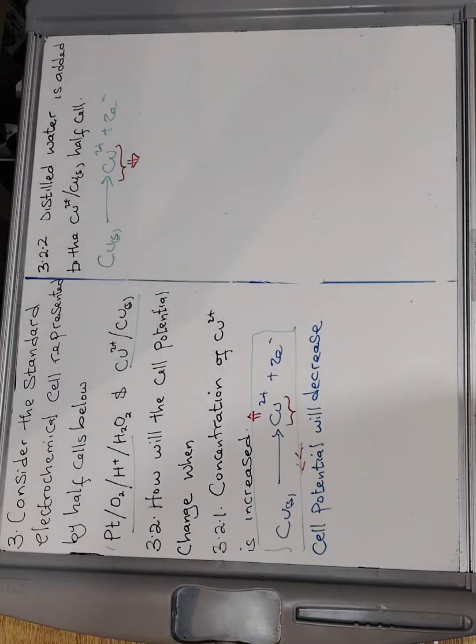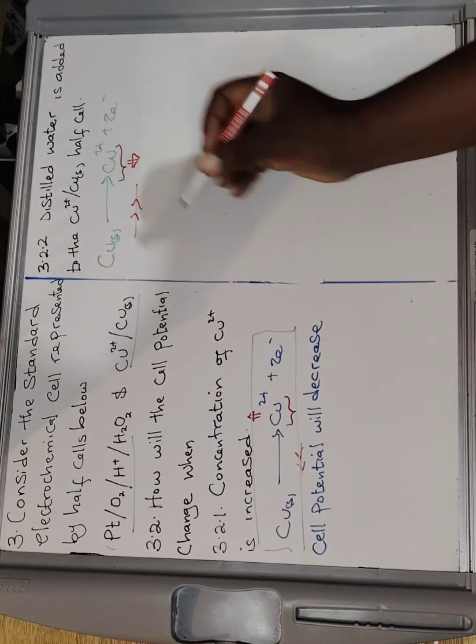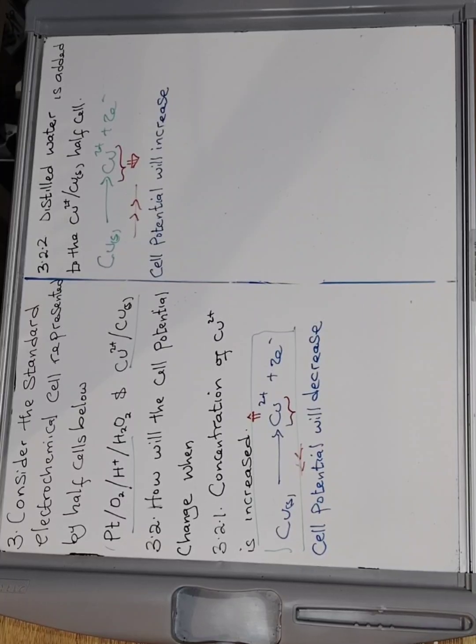So what do we notice here? Forward is favored, and any situation which favors forward direction increases cell potential. So what is the answer? Cell potential will increase. So that is that, and with that, we are going to cut this question here.